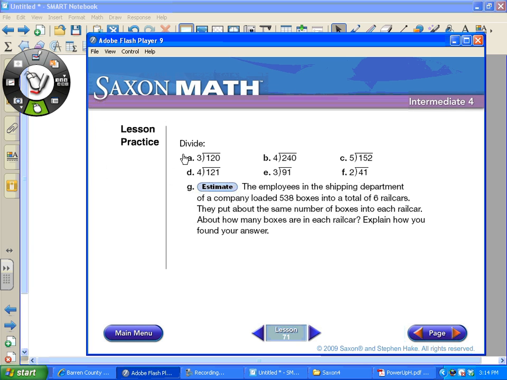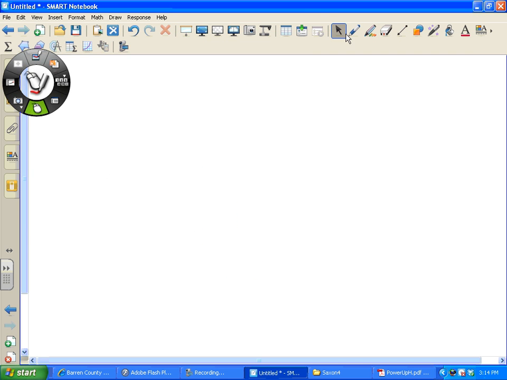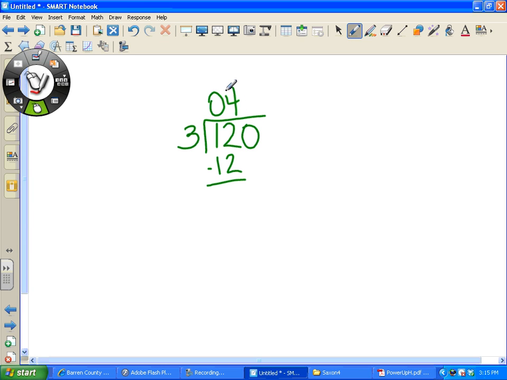Okay, let's do some more practice. 120 divided by 3. Okay, how many groups of 3 could I get out of 1? I can't. If you need, and a lot of us need to, put that here. If you've been goofing up, put your 0 here. How many groups of 3 can I get out of 12? 4, because 4 times 3 is 12. Notice how nicely I'm keeping these lined up.